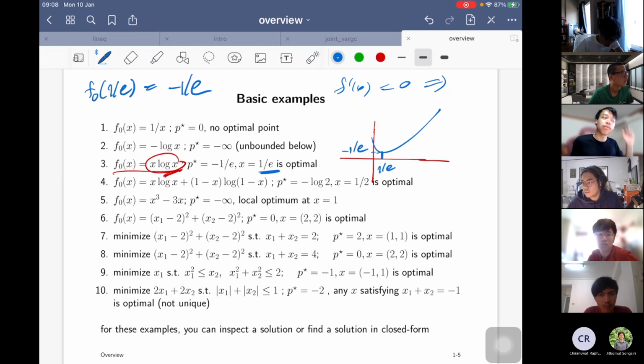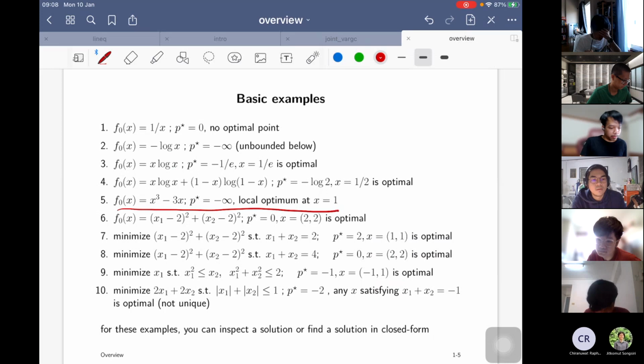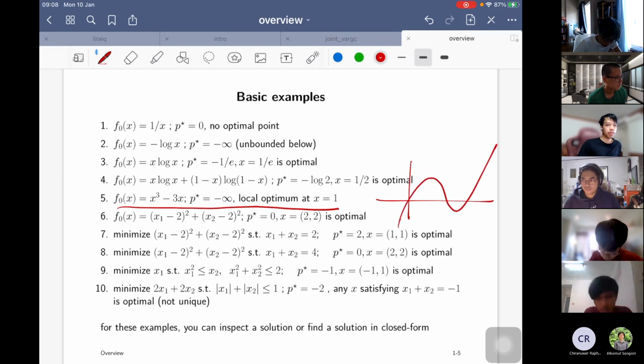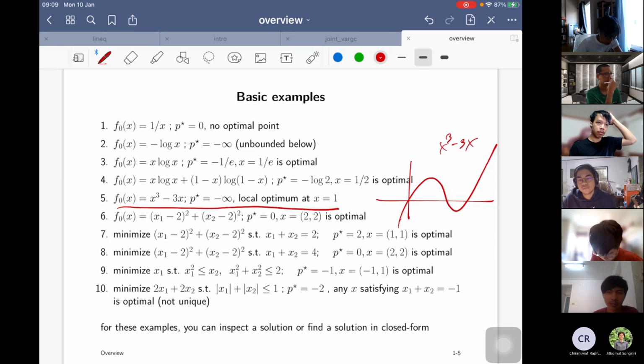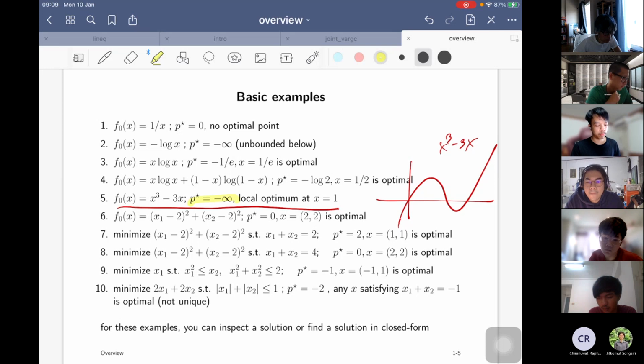Now I'm going to jump to number 5. Number 5 is a cubic function, x cubed minus 3x. What does it look like? I use a computer to plot. Probably it's not accurate, but you can use a computer to plot and see. If you minimize this function over all the real numbers, you see that p star, the optimal value, is again unbounded below. P star is negative infinity, but there is a local optimum when x equals 1.